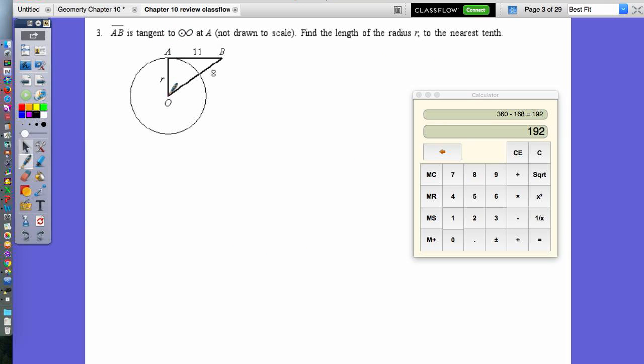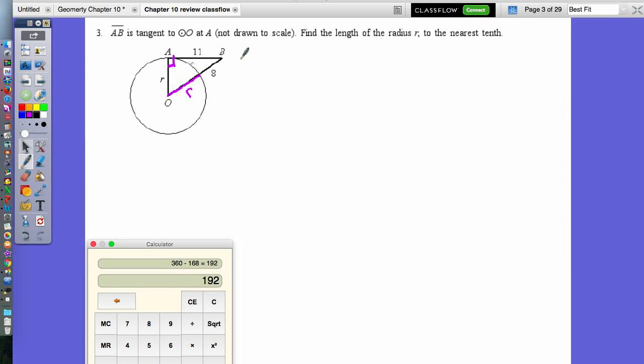AB is tangent to circle O at point A, not drawn to scale. Find the length of the radius r to the nearest tenth. That means where the radius intersects the tangent segment makes a 90-degree angle. This is the radius here. This length here is also the radius. That means my hypotenuse, my total length here, is r plus 8.